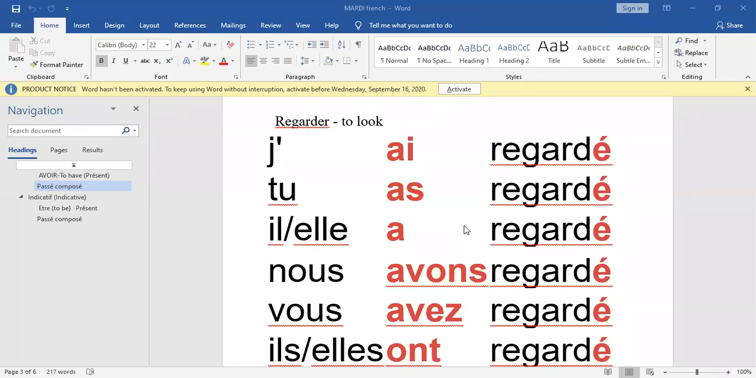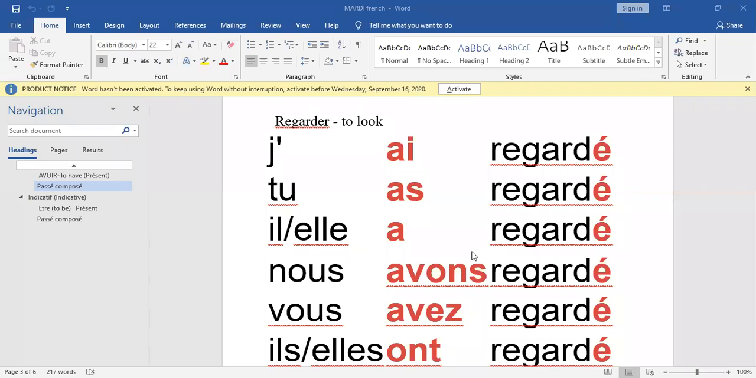J'ai regardé. Telling you that regarder can also be watched. Regarder, watched, looked. Tu as regardé. You looked. You watched. Il a, elle a regardé. She has watched. That is how it is in past participle. But in simple past tense, what do you say?